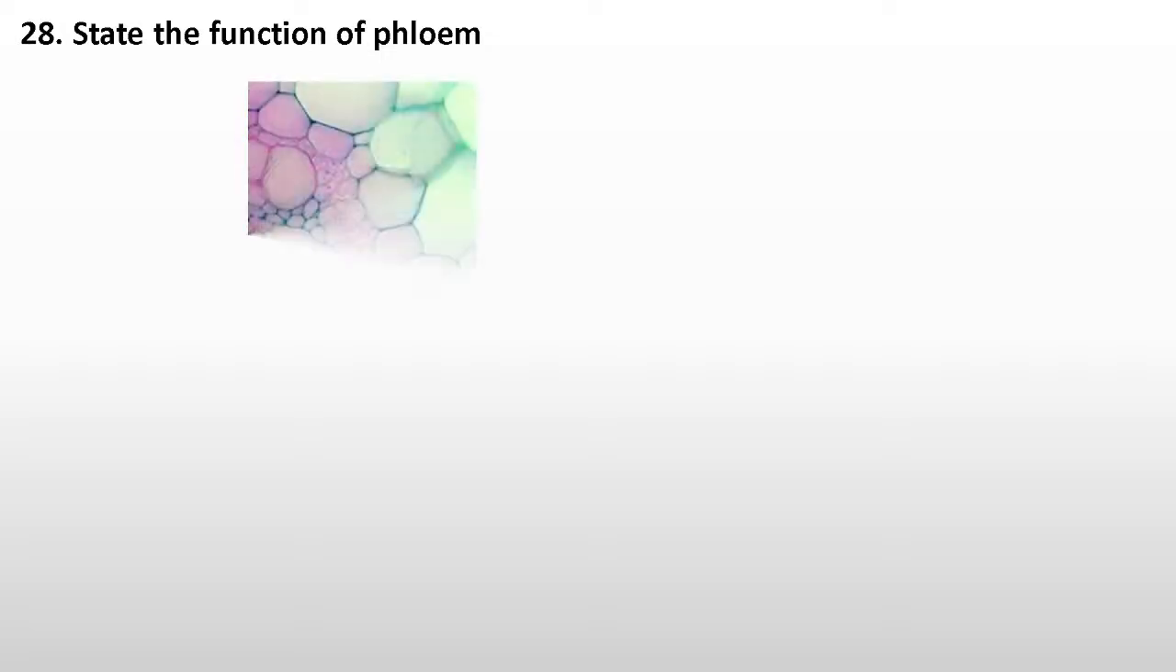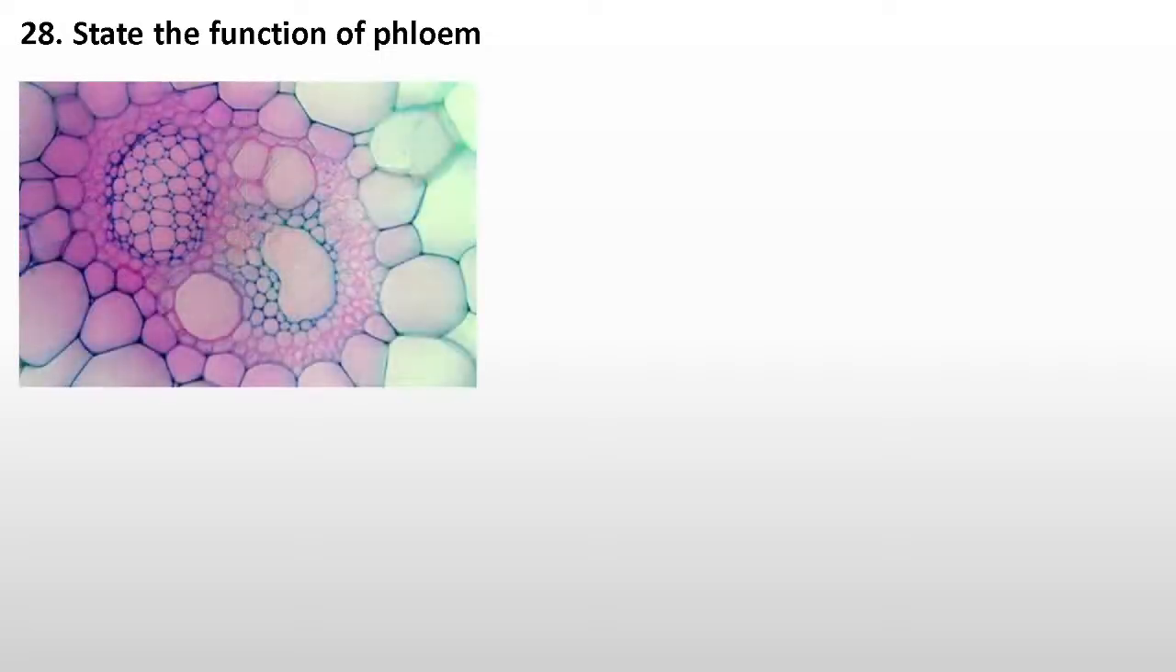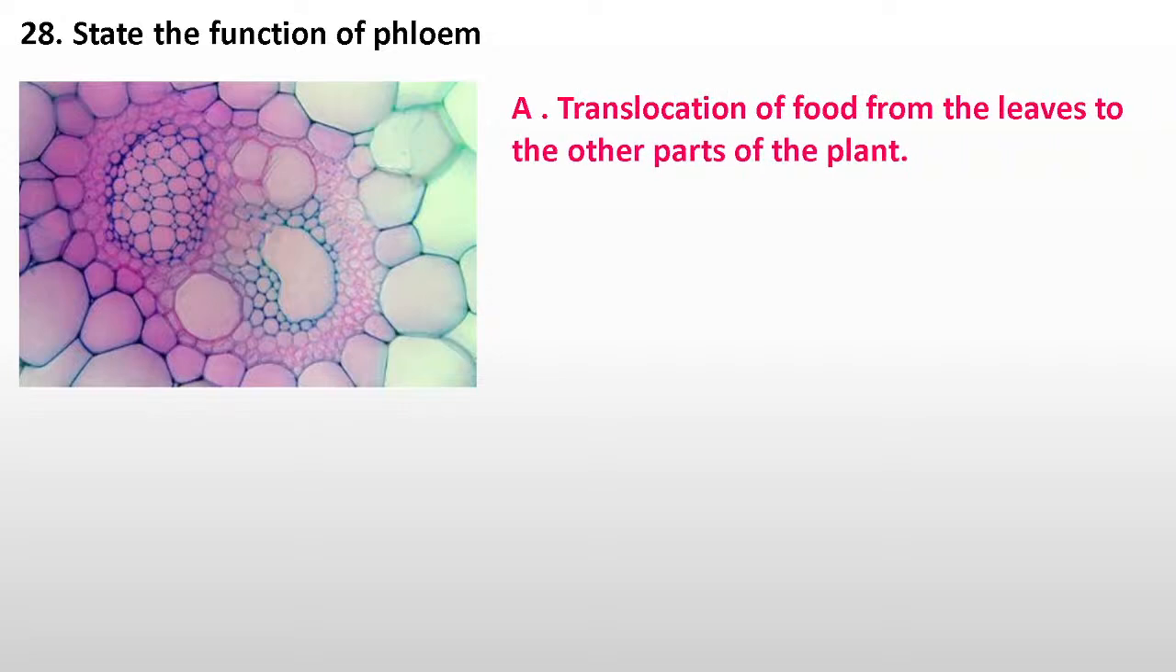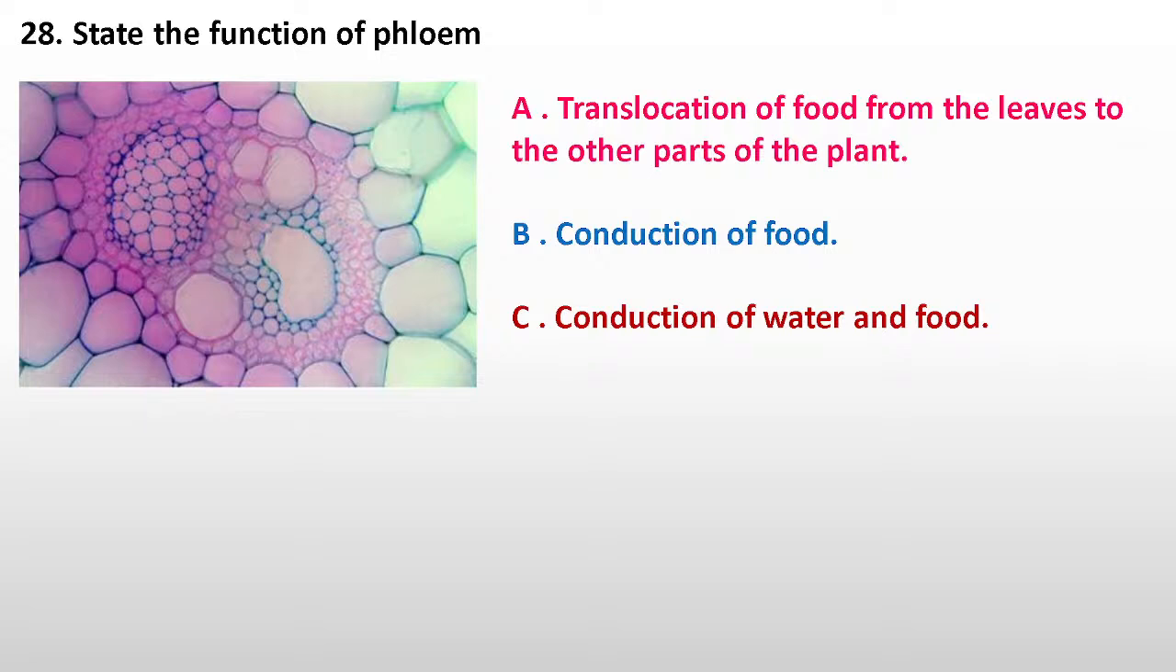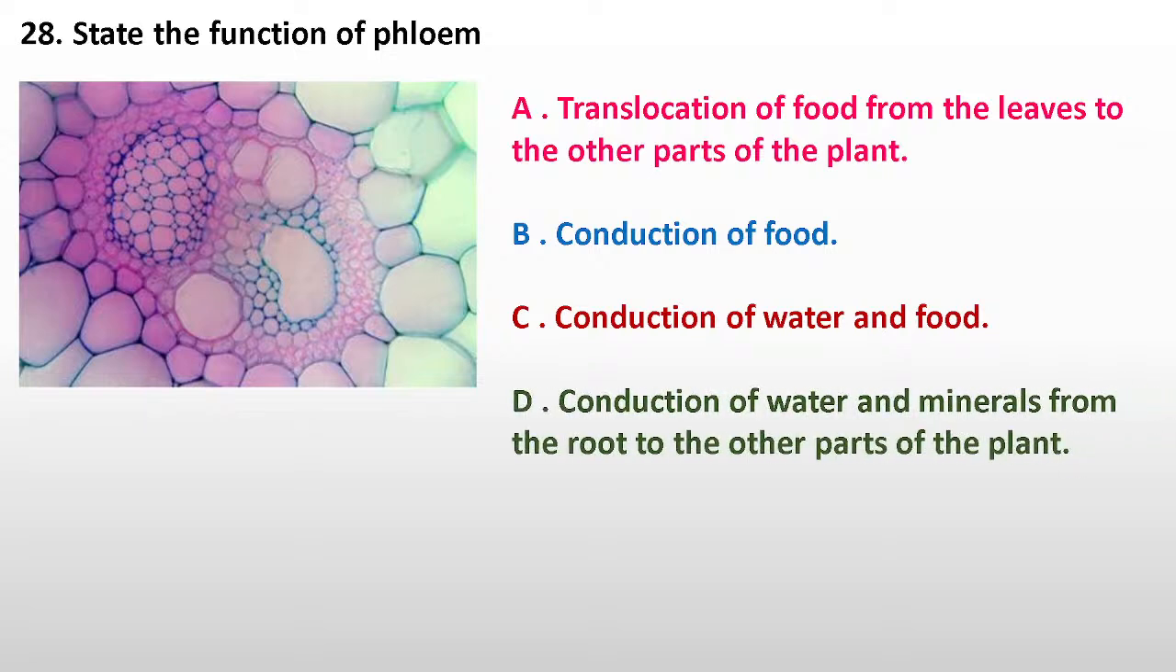Okay, I take you ahead to question number 28. State the function of phloem. This is the image given for your reference. And your options are A, translocation of food from the leaves to the other parts of the plant. B, conduction of food. C, conduction of water and food. D, conduction of water and minerals from the root to the other parts of the plant. So, what is the function done by phloem?